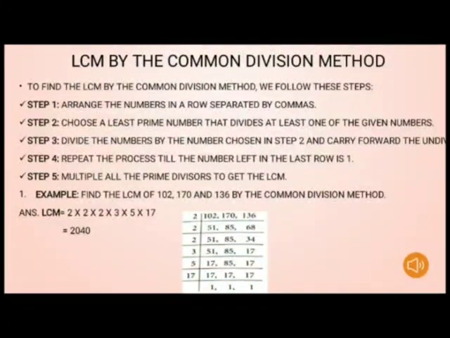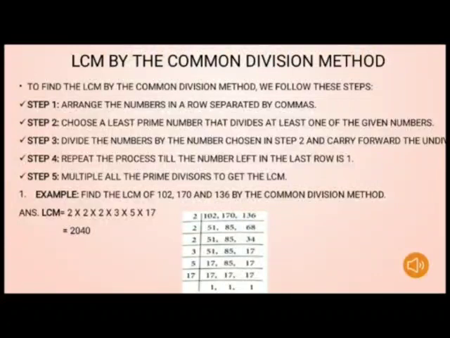Dear students, now let's see the next slide, LCM by the common division method. To find the LCM by the common division method, we follow these steps. Step 1. Arrange the numbers in a row separated by commas. Step 2. Choose the least prime number that divides at least one of the given numbers. Step 3. Divide the numbers by the number chosen in step 2 and carry forward the undivided numbers. Step 4. Repeat the process till the number left in the last row is 1. Step 5. Multiply all the prime divisors to get the LCM.